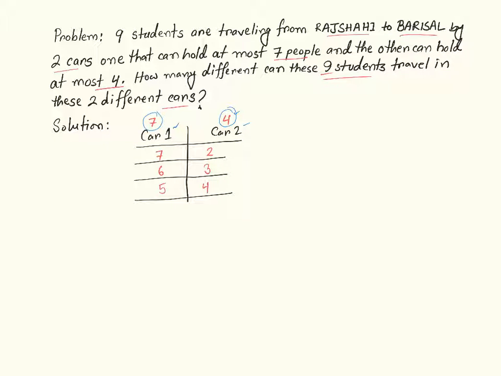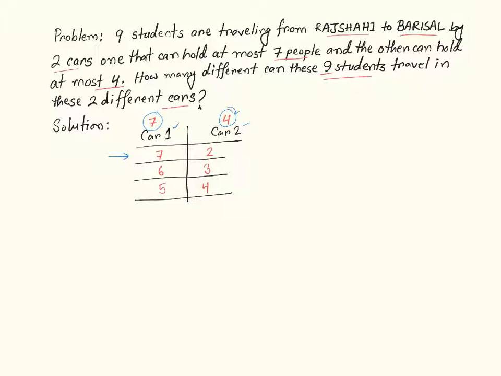Now let's go ahead and consider these scenarios one by one. But before we do so, let me clarify something. Let's say in the first case, 7 students travel in the first car and 2 students travel in the second. Note that the permutation is not important here, but rather combination, because the order in which these 7 students travel in the first car doesn't really matter. It's just 7 students traveling in the car. That's an important fact you have to understand. Once again, the order in which the students travel in these cars does not matter.